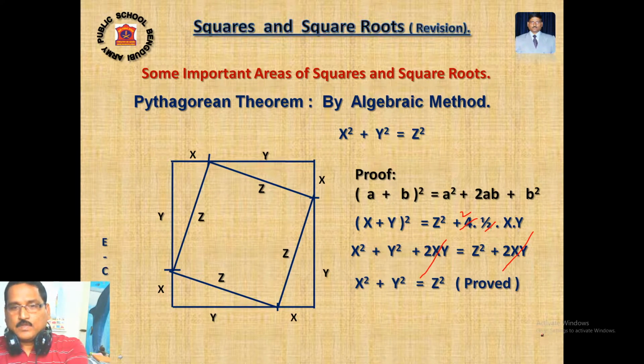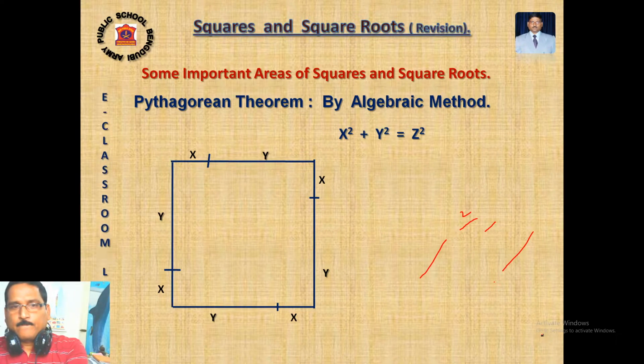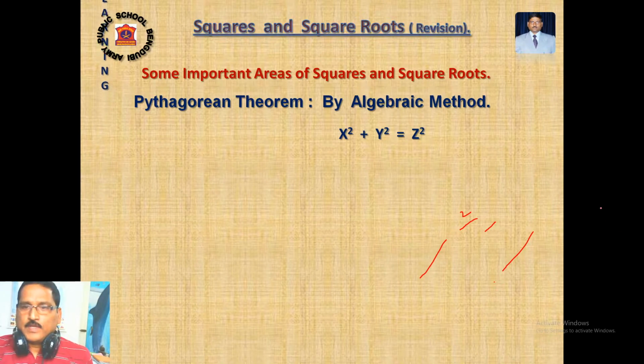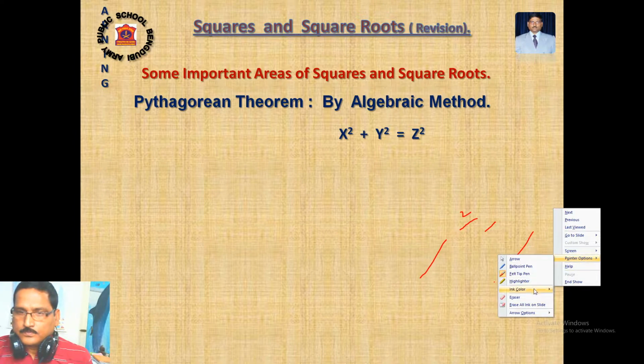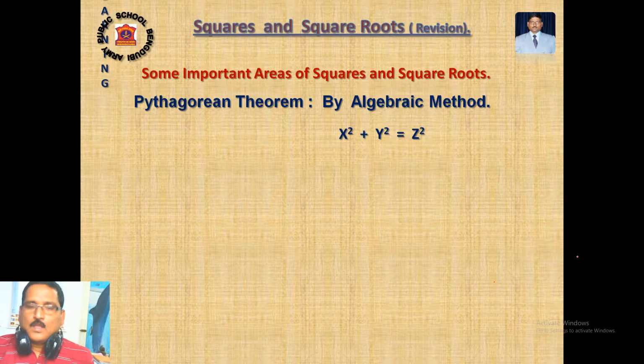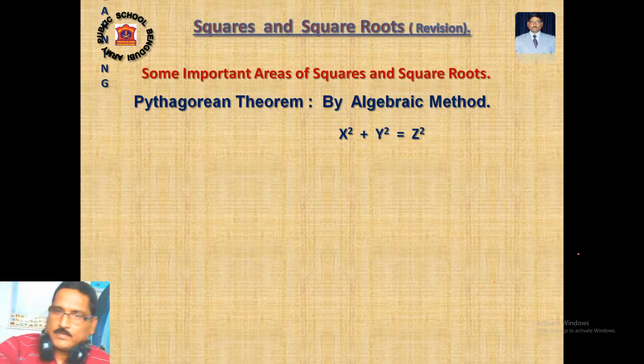This is the new concept I'm showing you again. Clear? So by the algebraic method, how can I prove the Pythagorean theorem by algebraic method? Okay. So now for this, what is the Pythagorean theorem? A square plus b square is c square, or x square plus y square is equal to z square. Any three alphabets we can take.